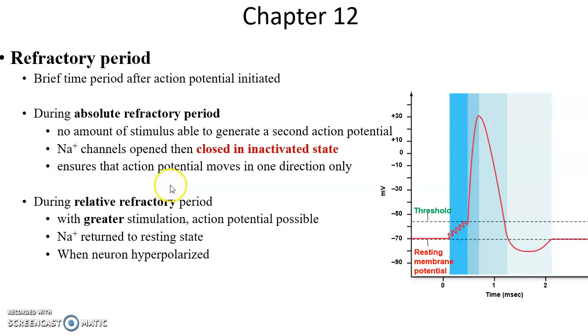And then once the voltage-gated sodium ion channels return to their resting closed state, then we have the relative refractory period where you could potentially get an action potential, but it's going to require greater stimulation because that part of the axon is hyperpolarized. It's hyperpolarized, so it's a greater distance to get to the threshold.